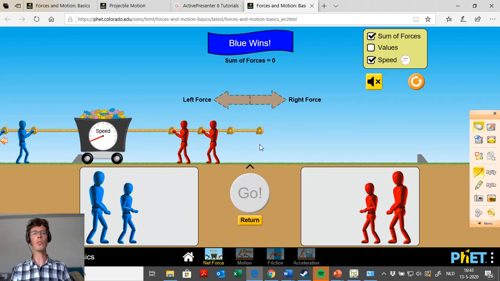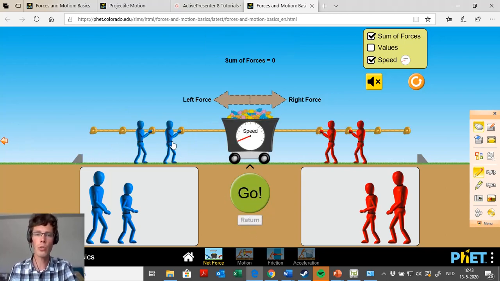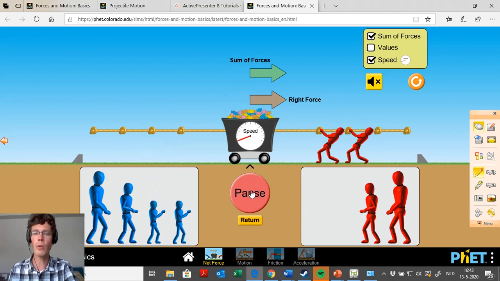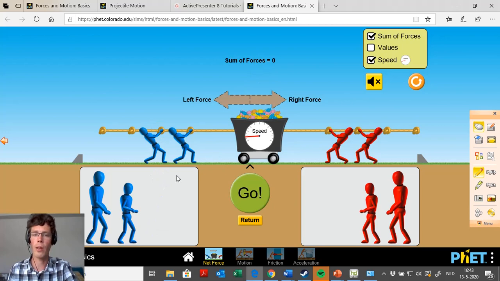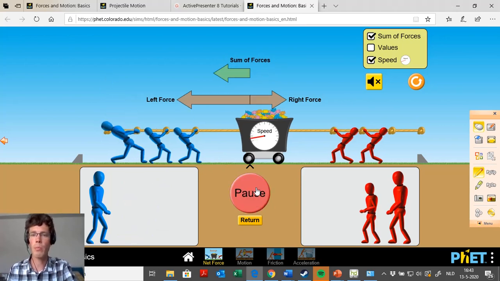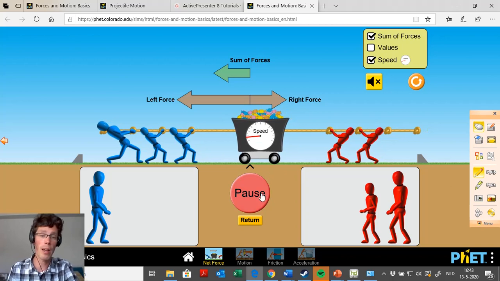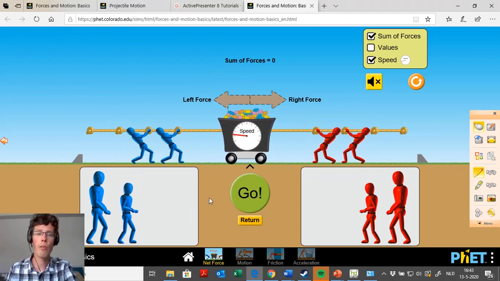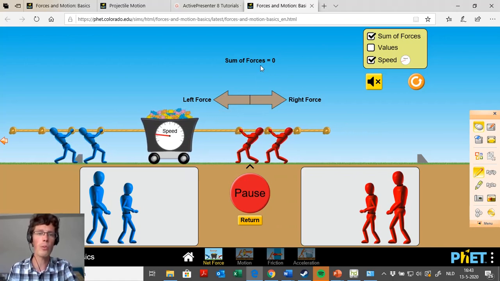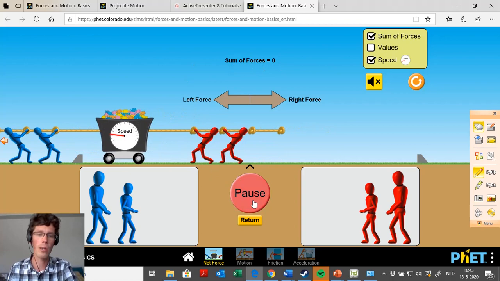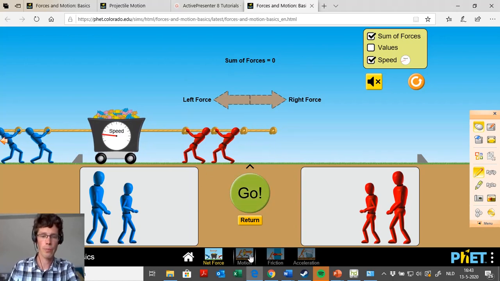So, very important conclusion here. A force working on a cart changes its speed. If there's a net force to the right, then the speed will increase. If there's a net force to the left, then the speed will increase, but now to the left. And if the forces are equal, the speed will remain constant. If there's no net sum of forces on the cart, then the speed will not change.